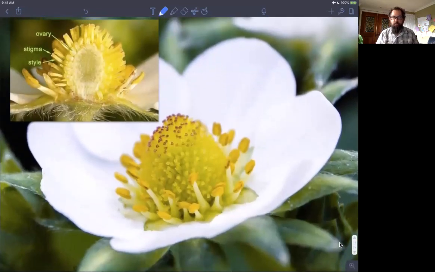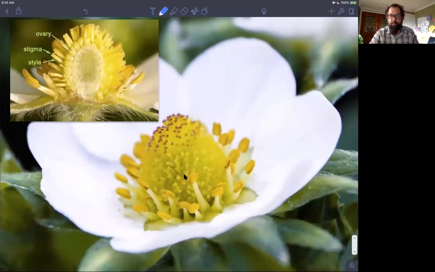This is actually a strawberry flower. What we see here, we can't see the sepals, but here's one sepal poking out. We see the petals are white. And then we see the androecium, the male reproductive whorl, made up of these stamens. So we see all of the stamens around. And then in the center is the female reproductive whorl, or the gynoecium.